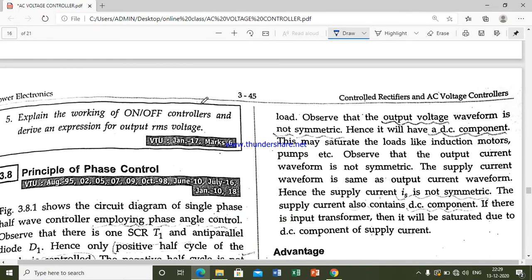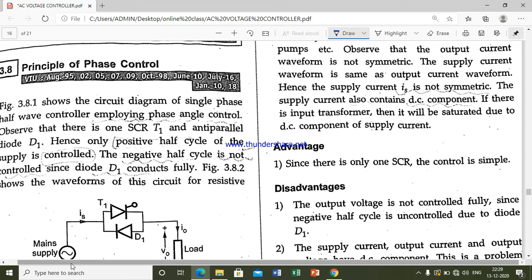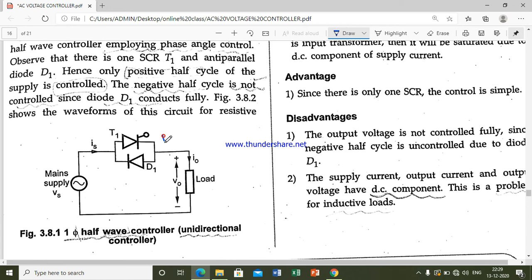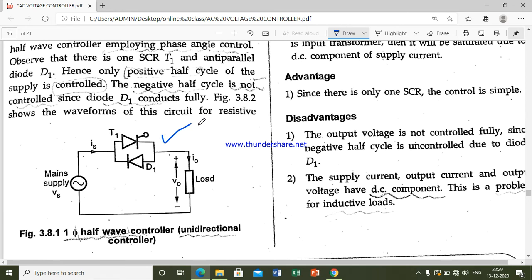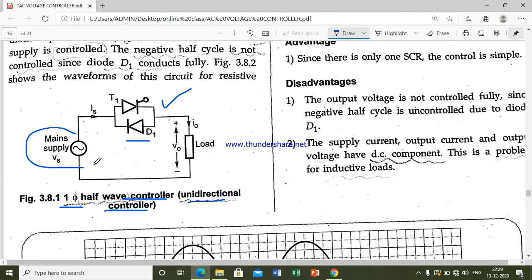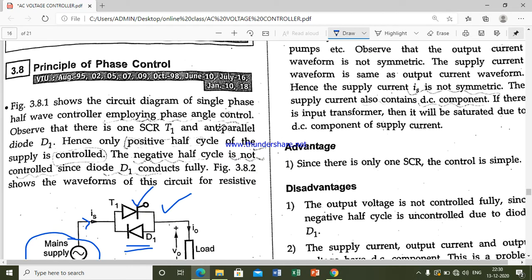Next we have phase control. Principle of phase control. If you look at the circuit diagram, it is clear that instead of using anti-parallel SCRs, we are using one SCR that is in parallel with a diode. This is a single phase half wave controller, and this is a unidirectional controller. Here you have the main supply, that is Vs. This is provided with the Is, and we have connected one SCR, that is T1, and we have connected one parallel diode D1, and this is connected with a load.